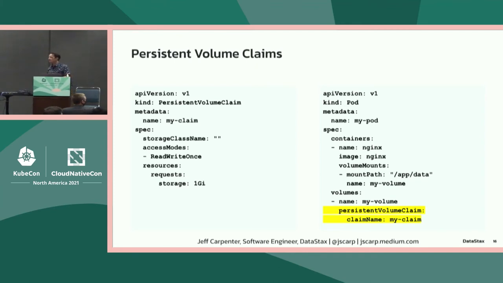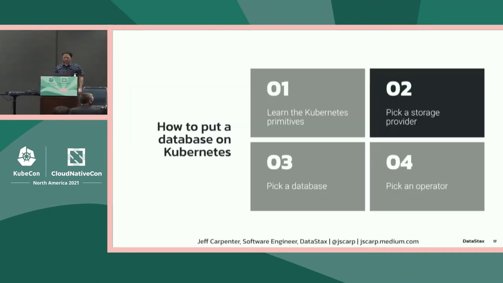It can optionally specify a desired storage class, in the case where you are okay with your persistent volume claim being satisfied dynamically by the storage provider provisioning more storage on your behalf. On the right side, you see a pod that has been defined to reference that particular PVC. So pods link to PVCs, which link to persistent volumes, which are created by storage classes.